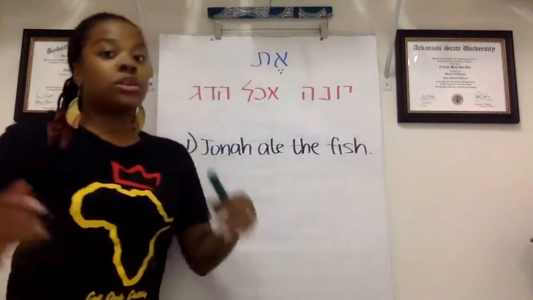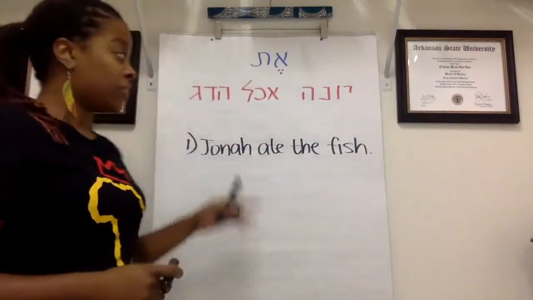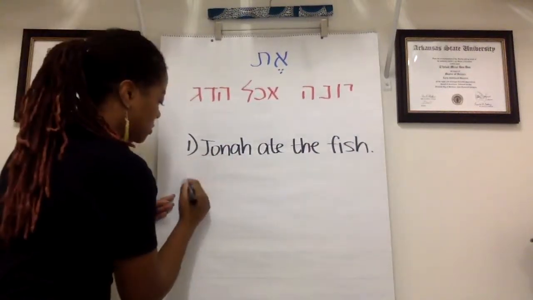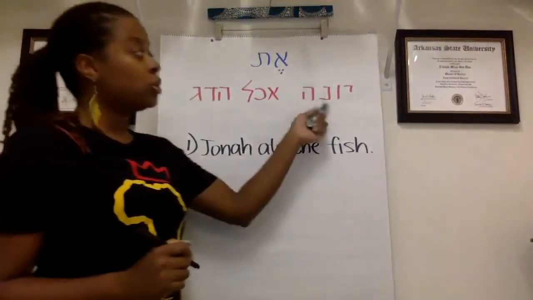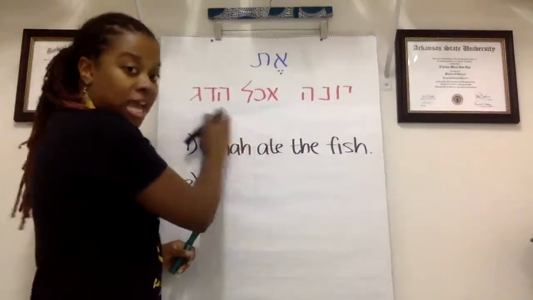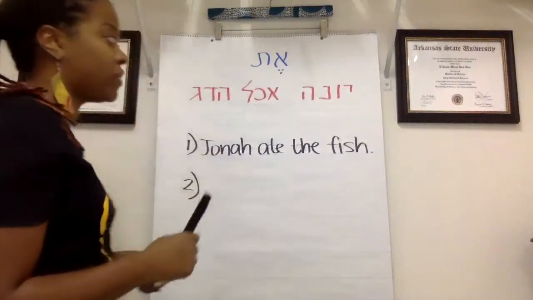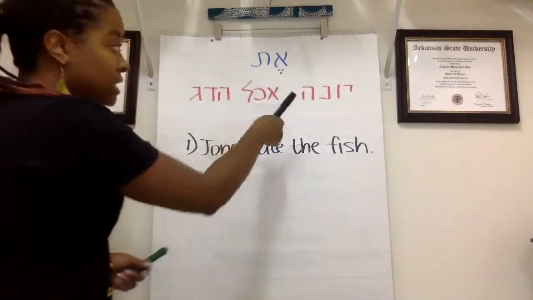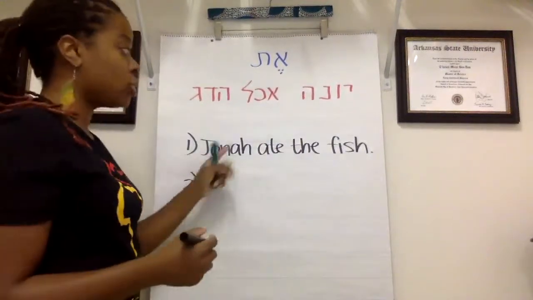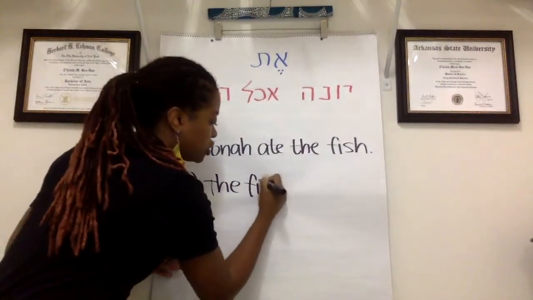Okay? The problem is that in Hebrew, sentence structure can be somewhat fluid. So this is actually not the only way to interpret this sentence. The sentence can also be interpreted another way as Yonah, achal, hadag, as in Jonah, the fish ate. Okay, because in Hebrew, you can put the subject after the verb or before the verb, and it'll still be correct. So in this sentence, the way it's written now, Yonah achal hadag, it can mean Jonah ate the fish, or it can mean the fish ate Jonah.